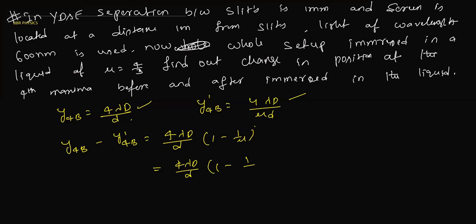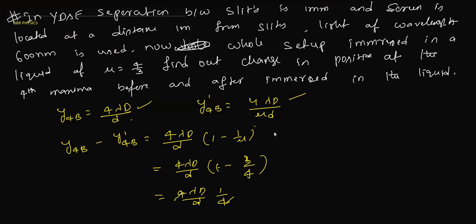Mu value in the question they told is 4 by 3, so that value we are going to substitute here. 4 by 3, the 3 will come to the numerator. So 4 lambda D divided by d into, if I take LCM now, 4 minus 3 is nothing but 1, so 1 by 4. This 4 will get cancelled. Lambda D by d will remain. Lambda value they gave in the question is 600 nanometers. Capital D value they gave, small d value they gave.